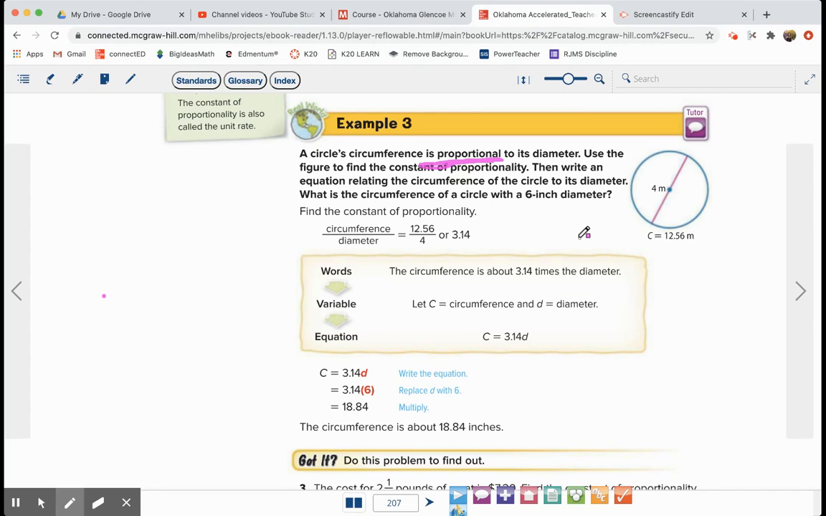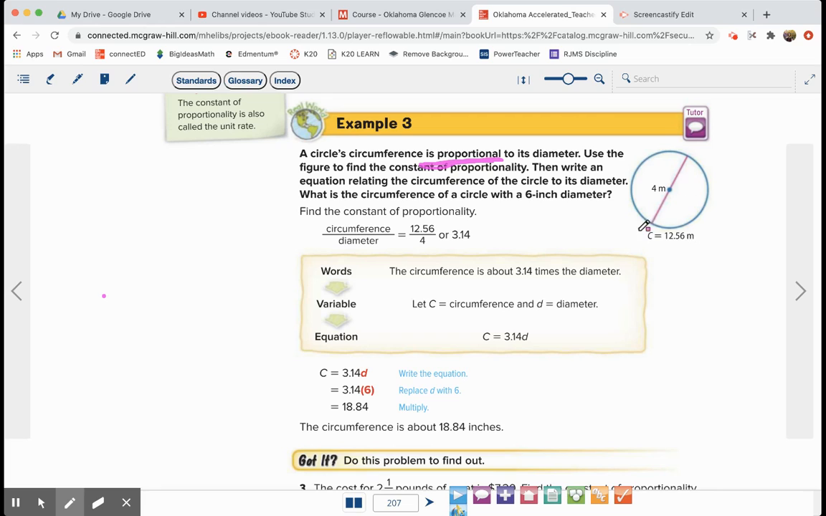Then write an equation relating the circumference of the circle to its diameter. So we're going to use that constant to set up an equation. Then it asks, what is the circumference of a circle with a 6-inch diameter? So this asks me two things. So first, since we know it's proportional, they tell me its circumference is proportional to its diameter. So remember, they will always tell you y first, then x. So they said circumference over diameter.